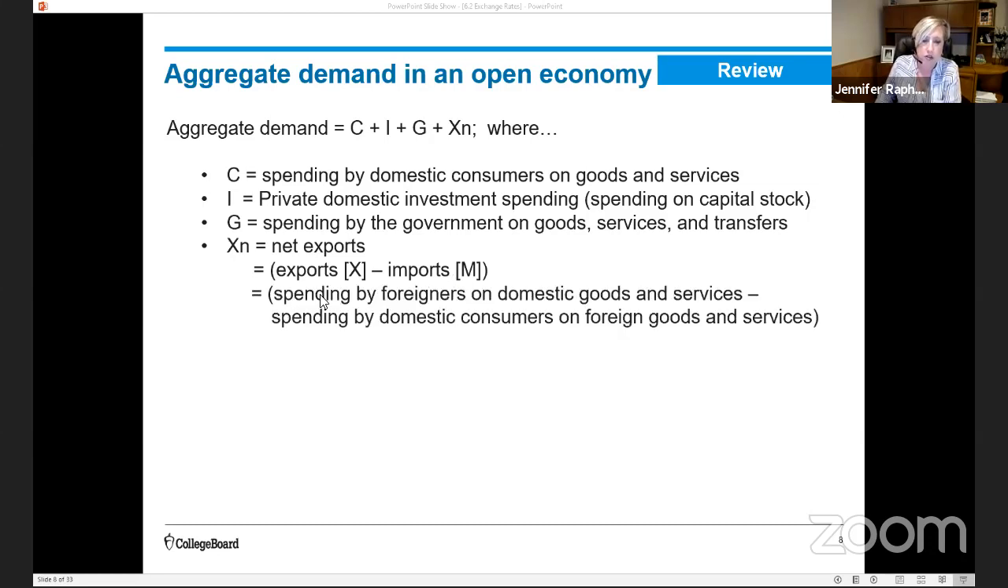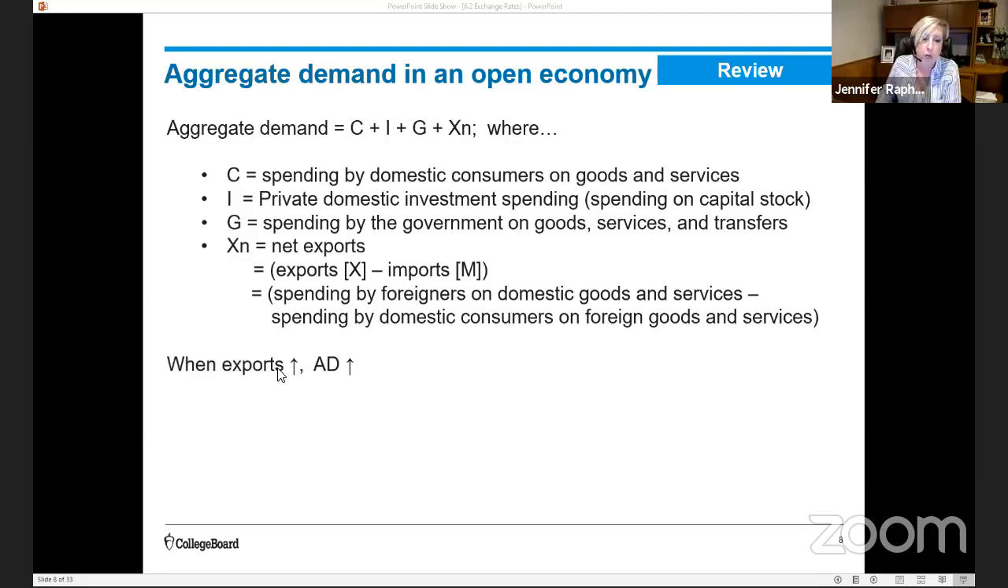And exports are spending by foreigners on domestic goods and services. And remember, GDP, gross domestic product, would include spending by foreigners on domestically produced goods and services. However, the money that domestic consumers spend on foreign goods and services is not counted in US GDP. It's counted in the GDP of other countries. So that's why we have to subtract it out. So spending by foreigners on domestic goods and services is exports, minus spending by domestic consumers on foreign goods and services is imports, and that gives us our net exports.